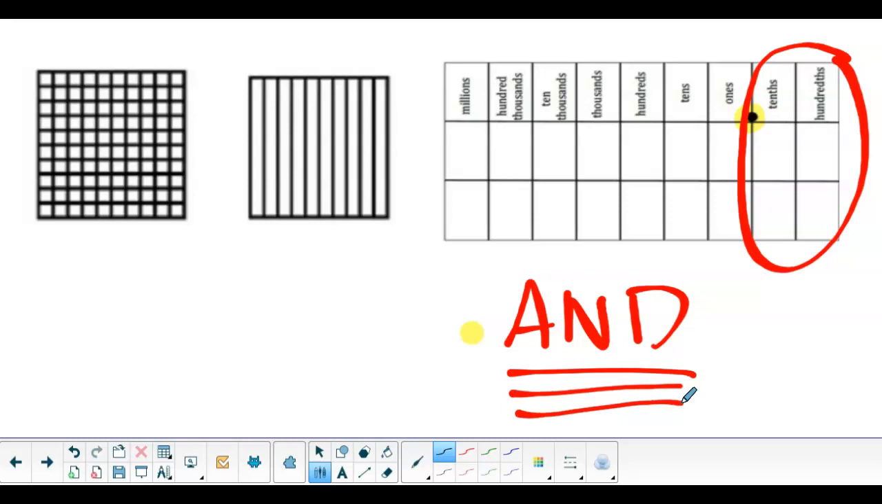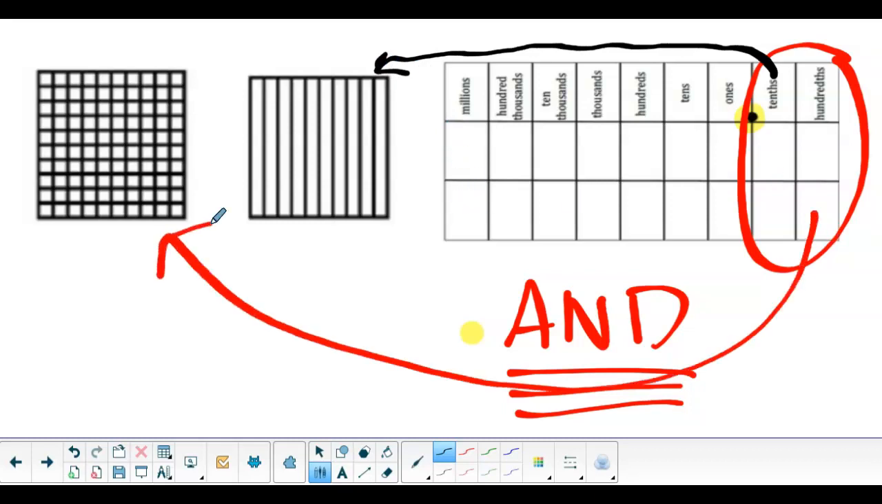Again, that's why I had stressed when we were reading numbers never to use the word and. I said that because we're going to need to use and when we get to decimals at the end of the year. All right, so we learned that we have the tenths place and we have the hundredths place. The tenths place goes with our tenths right here. Our hundredths place goes with our hundredths.